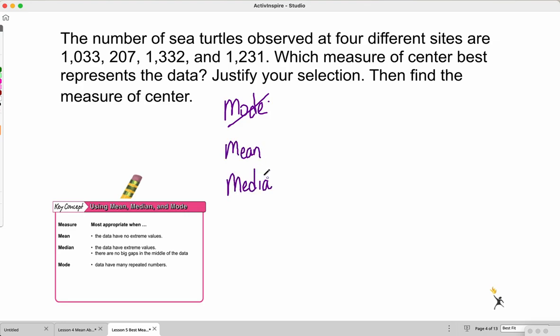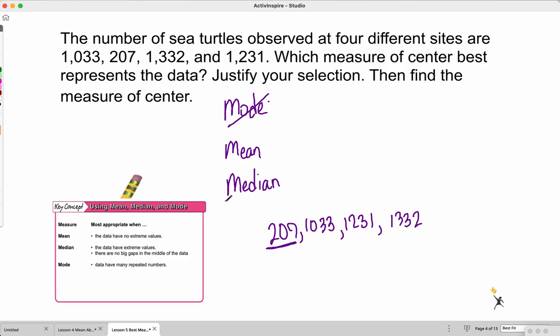So we take a look at that and go, okay, well, is there an extreme value? Well, let's check it out. Let's put our numbers in order from least to greatest. 207, 133, 1,231, and finally 1,332. I would characterize that as an extreme value. That's a massive difference. So I would say that that's probably an extreme value.